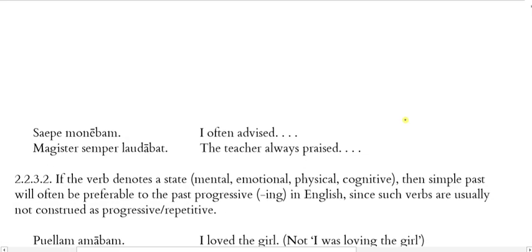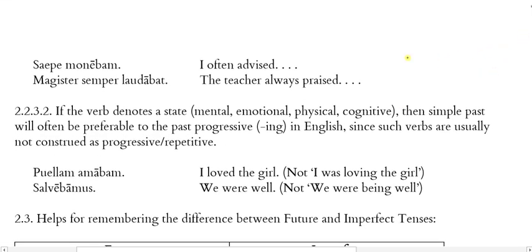So some examples here. You've learned saepe, which means often, right? So saepe monebam is I often. I'm going to translate monebam as advised, simple past, simply because I have the adverb often that gives me that progressive or repetitive sense. Okay? I don't really want to translate this as I often was advising. I often advised gets across the idea that the advising was a habitual sort of activity.